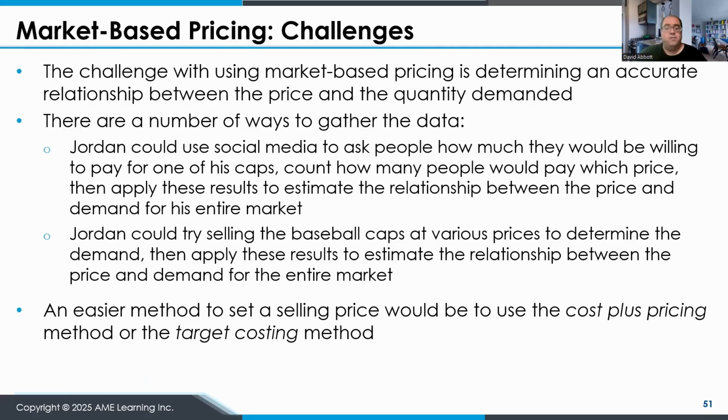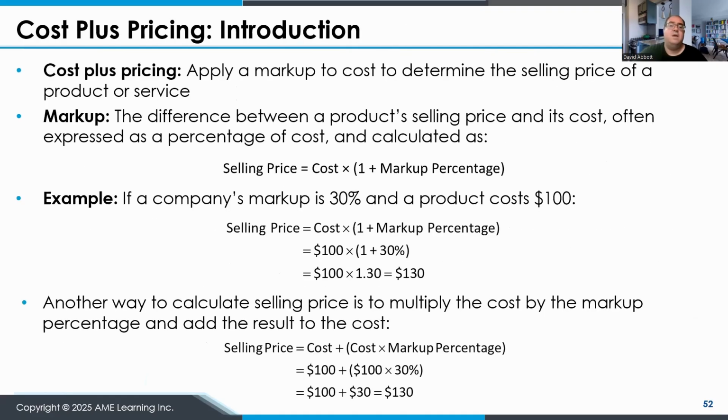Now, Jordan could also try selling the baseball caps at various prices in order to determine the demand, and then he could extrapolate those results in order to estimate the relationship between the price and the demand for the entire market. Now, an easier method would be to set the selling price using the cost plus pricing or target costing method. So we'll look at cost plus pricing.